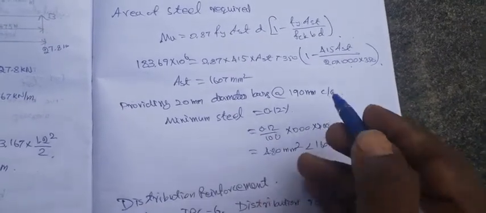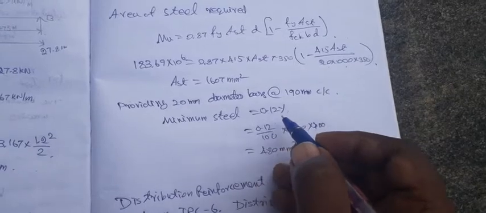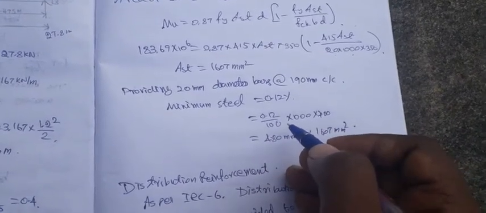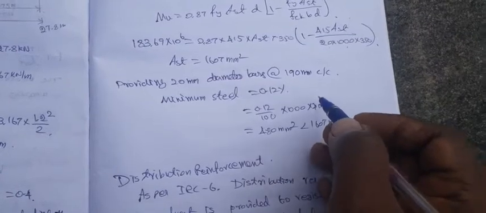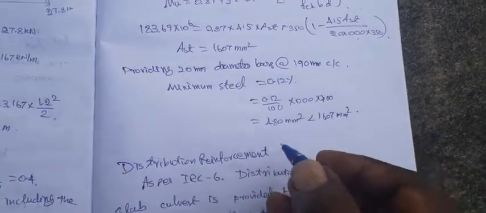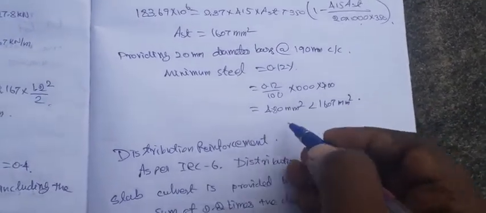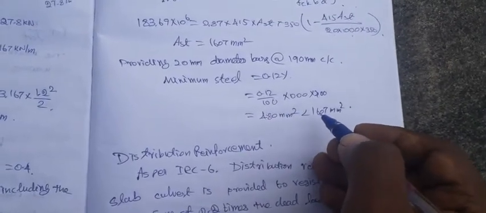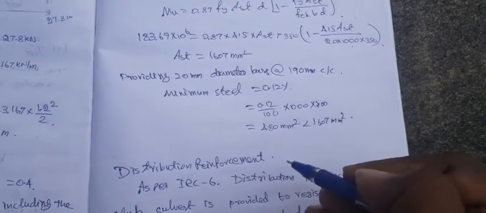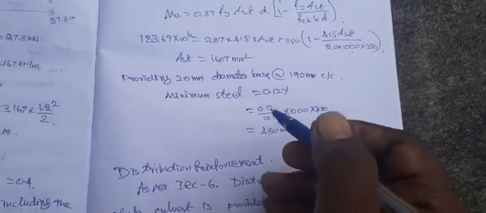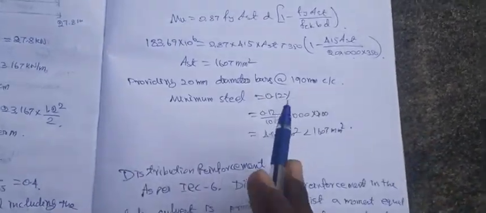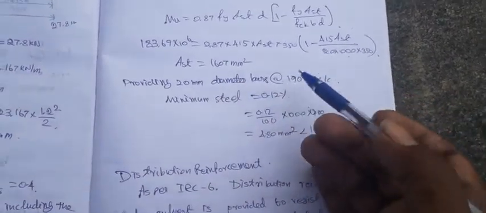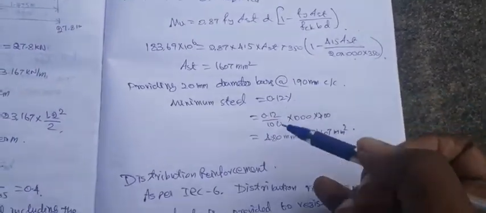The minimum steel to be placed is 0.12%. So 0.12 divided by 100 into 1000 into 400, where 400 is the overall depth. So 480 mm square is the minimum reinforcement required, but we are already providing 1607 mm square. So the AST we calculated is higher, so we can place this value like this.